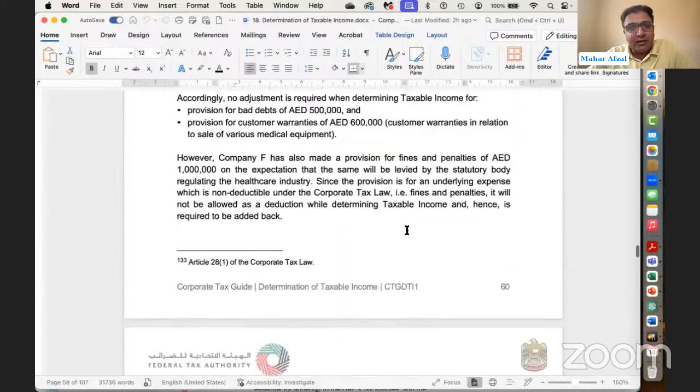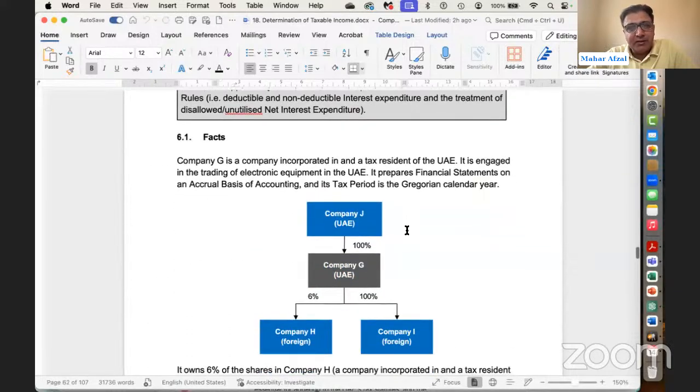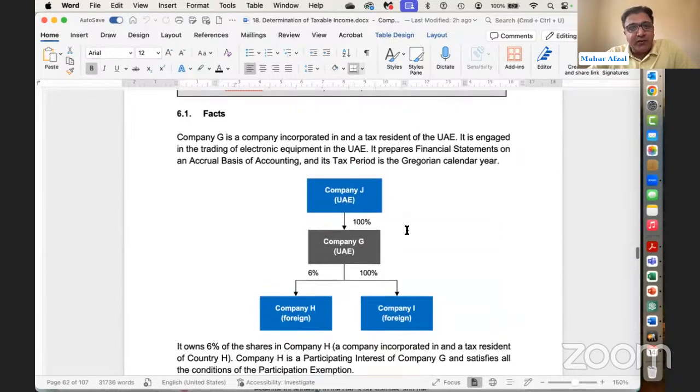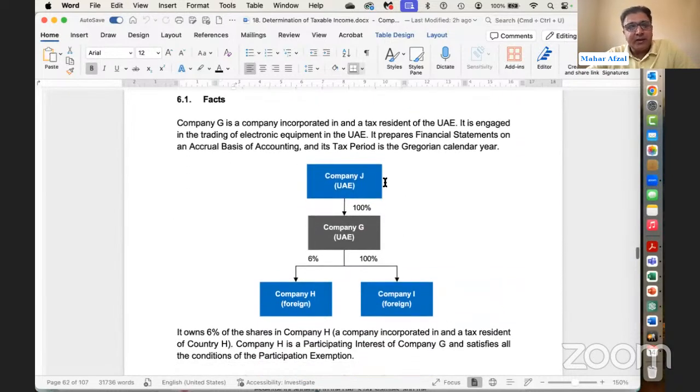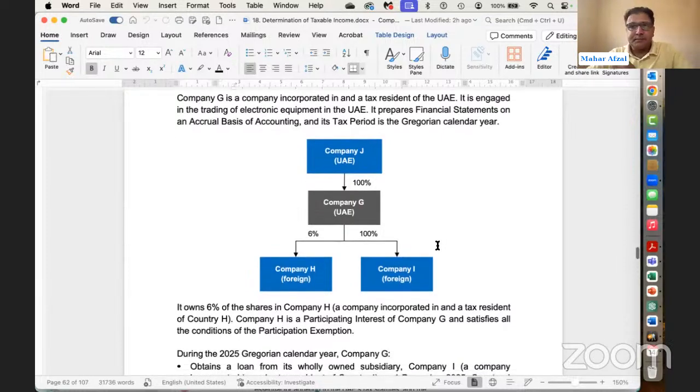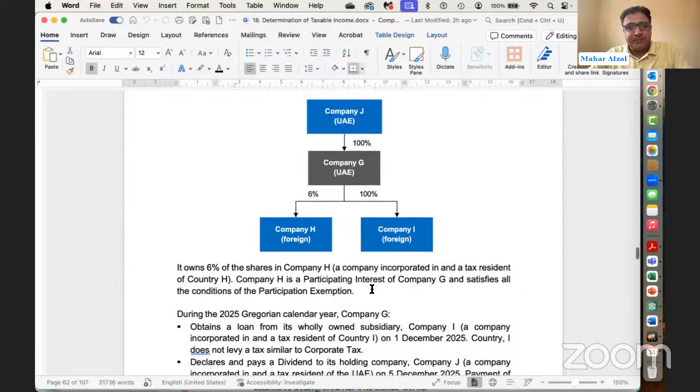You can go through all these notes because time is very limited, so I'm going through very quickly. Interest expenditure, these are the facts. Company J owns 100% of company G. Company G owns company H out of the UAE, and company G owns company I out of the UAE. Here this is a 6% holding, and here this is 100%. So it owns 6% of the shares in company H.